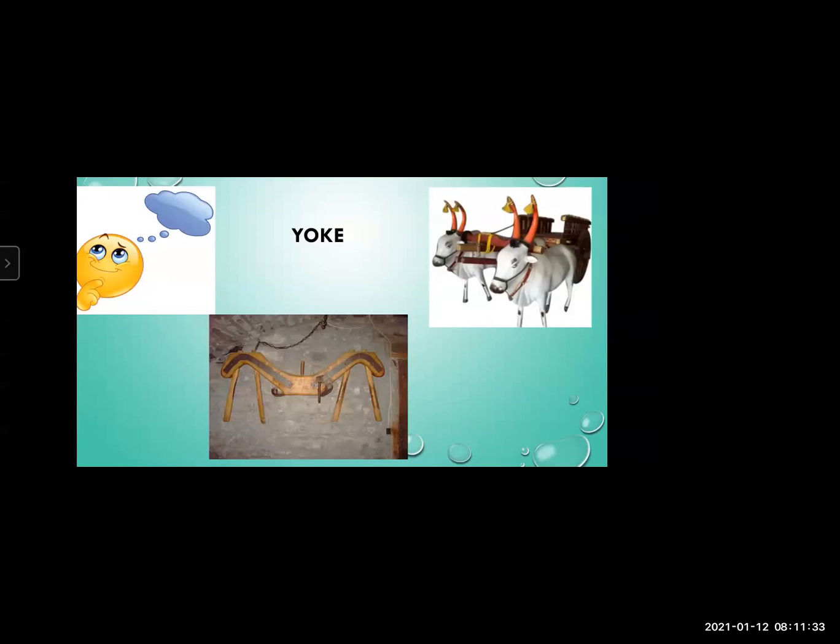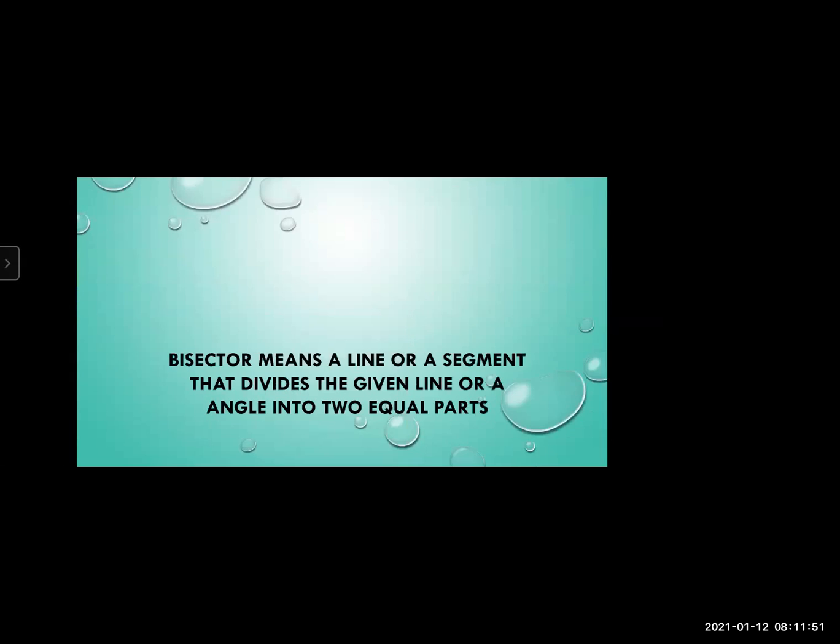A rope, meaning a rassi, is used to measure equal distance from the midline of the bullock cart. So let's see what we mean by bisector and perpendicular bisector. Till now we have learned perpendicular. What is a perpendicular bisector? Now, what does bisector mean?